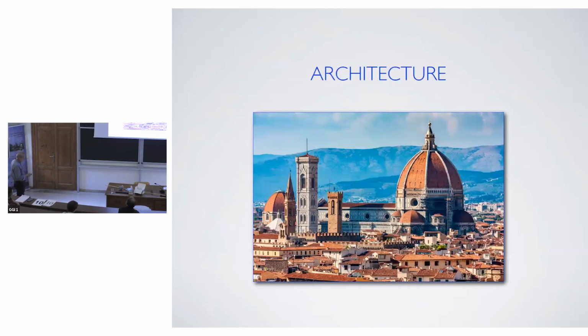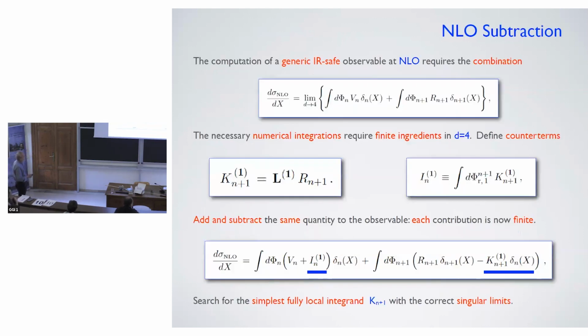Very well. So architecture: this is one of the most beautiful architectural pieces I know. And this is much less beautiful. So let me walk you through what we normally do. I know you know this, but I want to make a point which is easily made if one starts from the beginning. So at next-to-leading order, this is what you have. And both these things diverge. This is the virtual, this is the real, this is the observable, which you expect to be infrared safe, and you have to take the limit after summing.